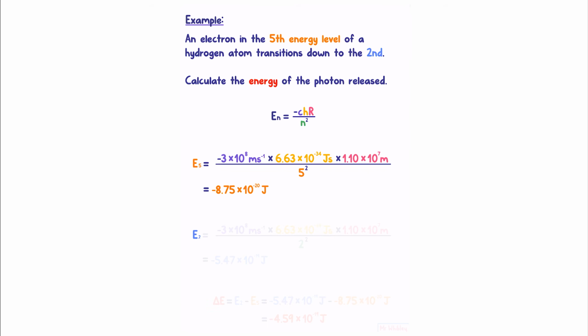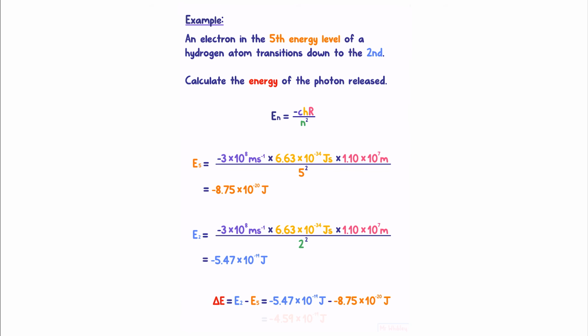To find the energy in our second energy level, we do the same thing, but now with an n value of 2, which gives us a negative 5.47 times 10 to the minus 19 joules. To find the energy of the photon, we need to find the difference between these energy levels. Putting those numbers in gives us negative 4.59 times 10 to the minus 19 joules.